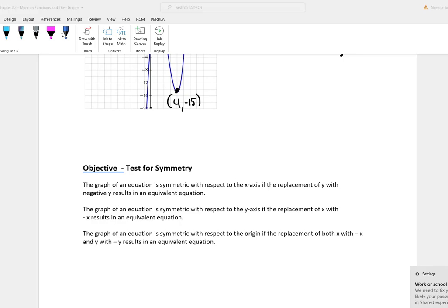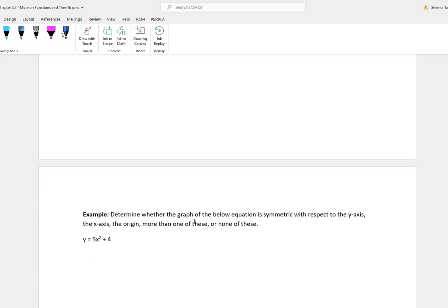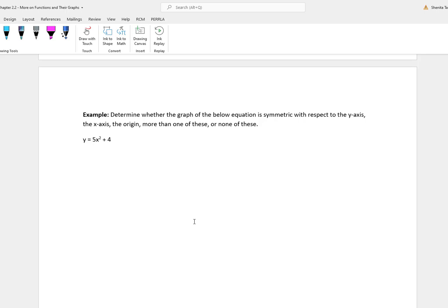Alright, so let's look at an example, and these can get a little bit long. That's why I had to break this up into 2 videos, but let's see if we can get through a couple. So in this first one, we're going to determine whether or not this equation is symmetric about the y-axis, the x-axis, or the origin. You can also have more than one of these.